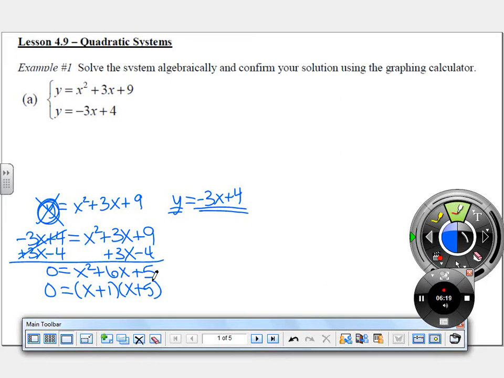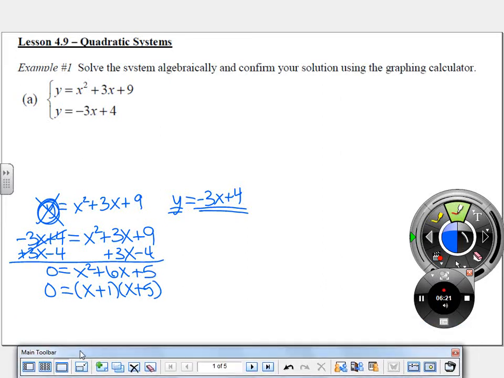And so what do we get as our solutions here? Good. And we get that by setting each factor equal to 0 separately, right? So x plus 1 equals 0 gets us the negative 1. X plus 5 equals 0 gets us the negative 5. Now, what is this? Do we just put parentheses around this and say, oh, I found the point where they cross. It's negative 1 comma negative 5. Is that right?